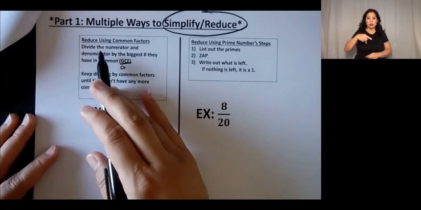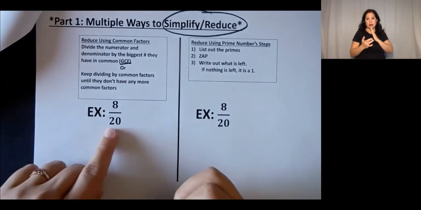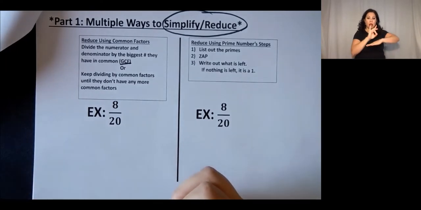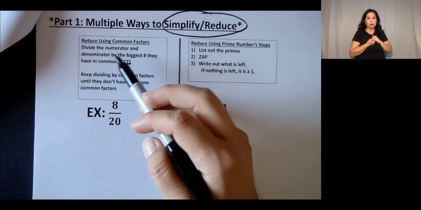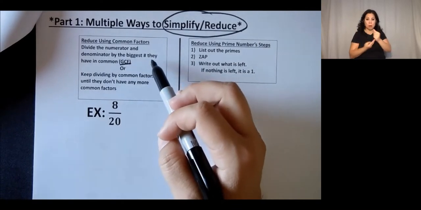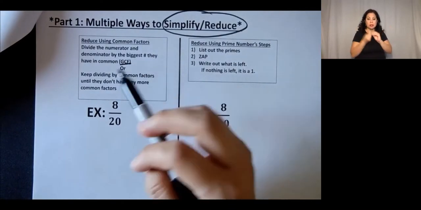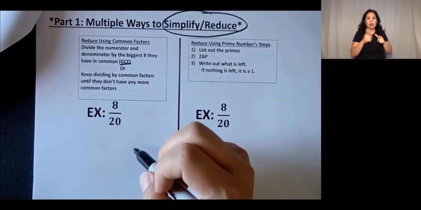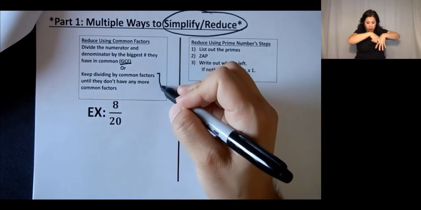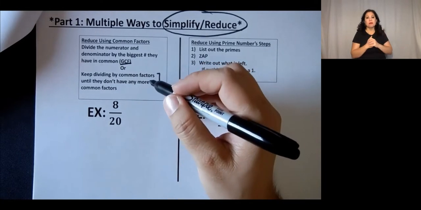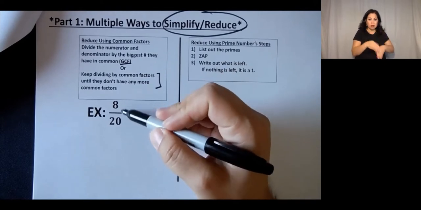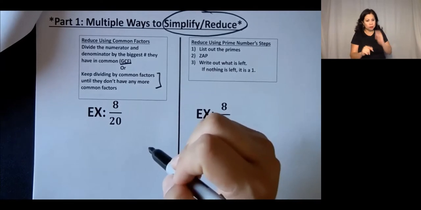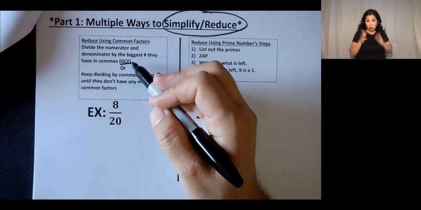Okay. So reducing using common factors. So if I have this example right here, 8 over 20. To simplify this, it says divide the numerator and denominator by the biggest number they have in common. Or keep dividing by common factors until they don't have any more common factors. That's pretty much the goal. The fastest way to get to that is to divide by the biggest one they have in common.